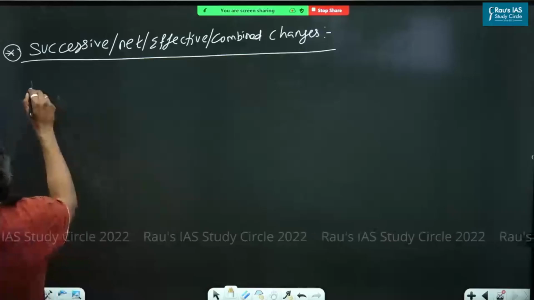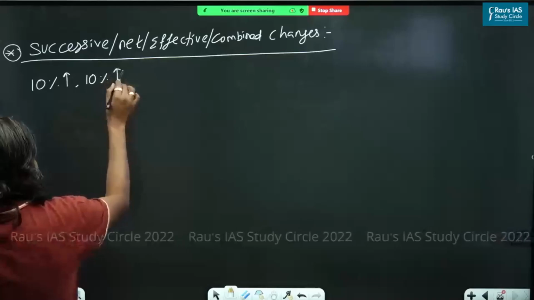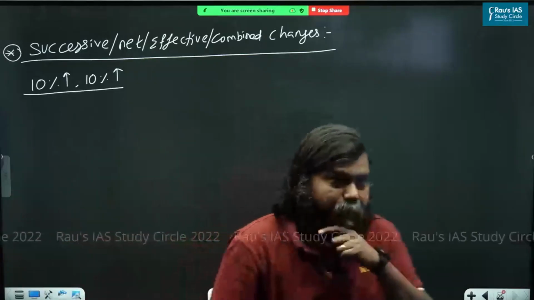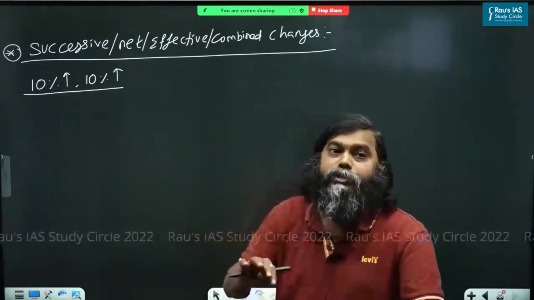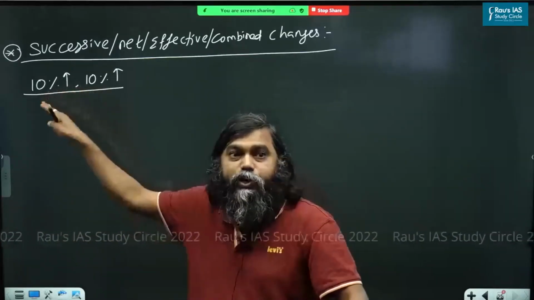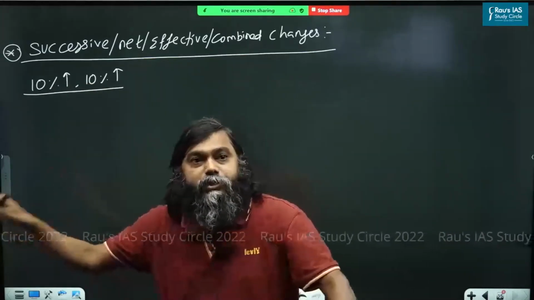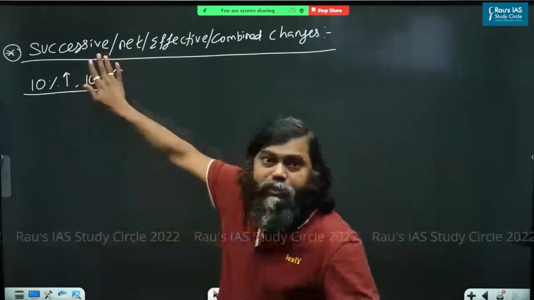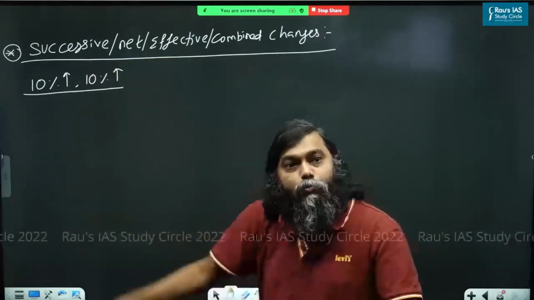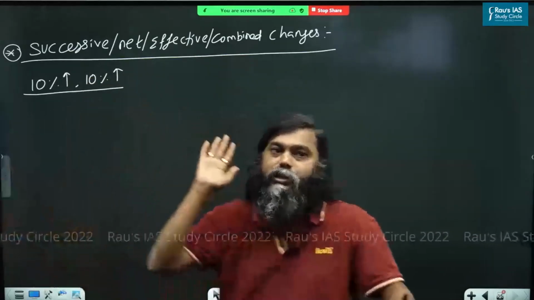For example, my income increased by 10% in the first year. Again, my income increased by 10% in the second year. When can you think about successive changes in one question? If and only if there is more than one percentage or numerical value, then only you can check whether we can solve this question by successive changes or not. If only one percentage is there, you cannot check that. Are you understood this?